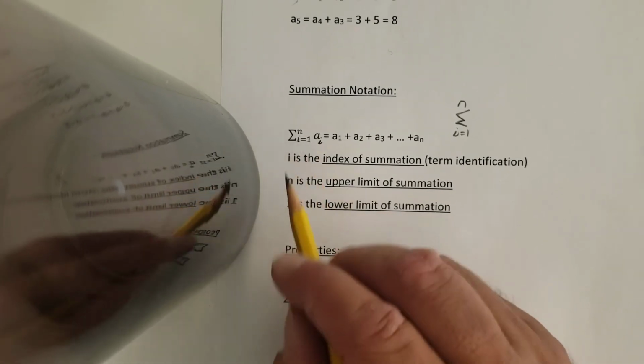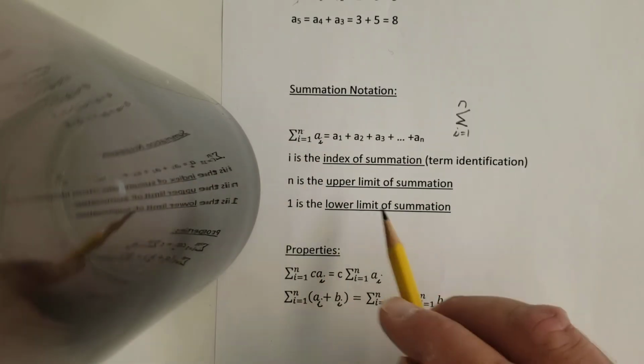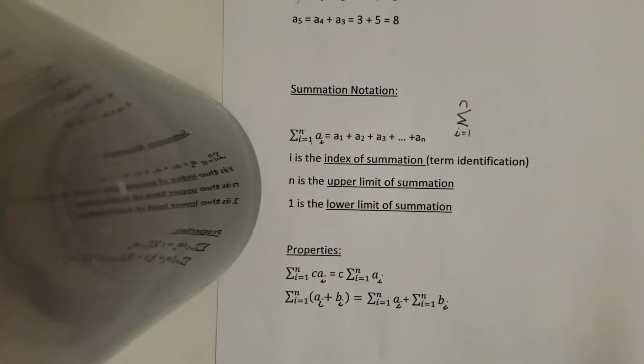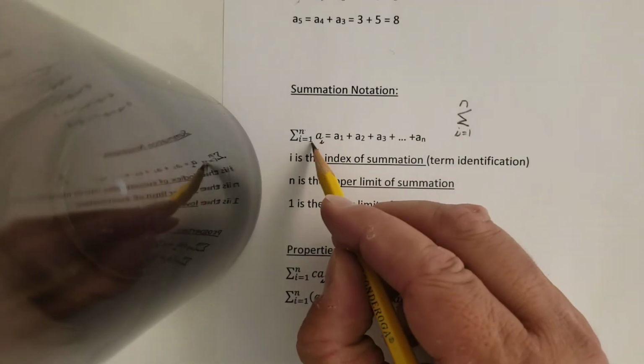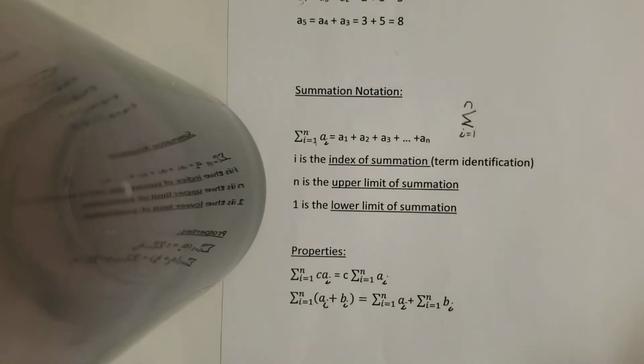The first term is 1. The upper limit is n. This is as high as we go. And the lower limit, we're starting at 1. This could be a 0, it could be a 3. Okay, if this were a 3, that means your first term starts with i equals 3. Okay, that's all that means.